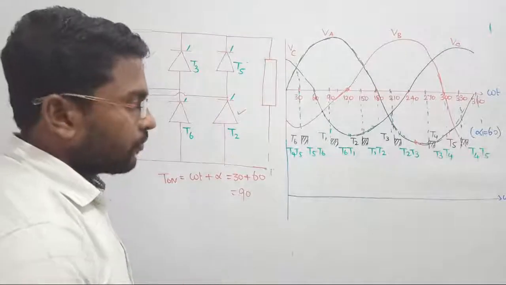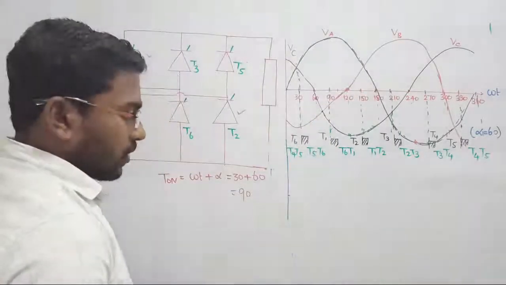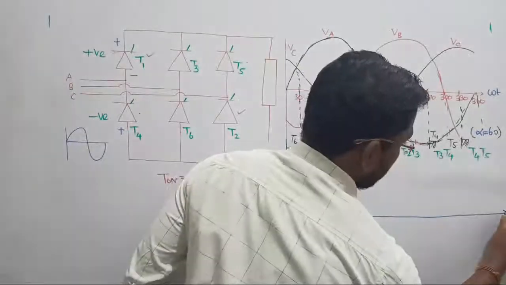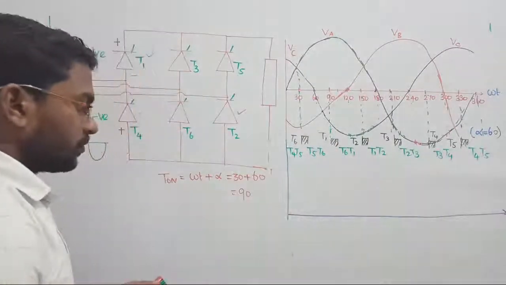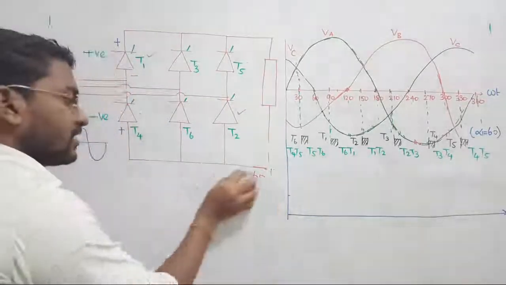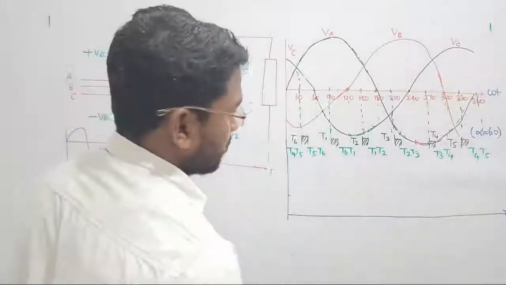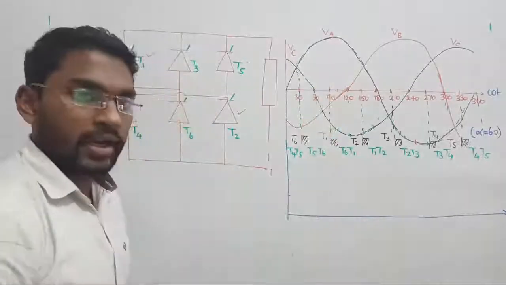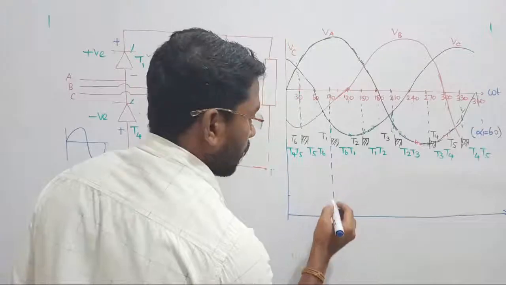Shall we draw the waveform? Yes. Let us slightly lower the waveform axis, because I don't have space there. Let us draw. Anyway, our journey is from T1 only. Let us go from T1 itself. Where is T1? T6, T1. We are triggering the thyristor T1 at omega t equal to 90 degree, so let us start from here.